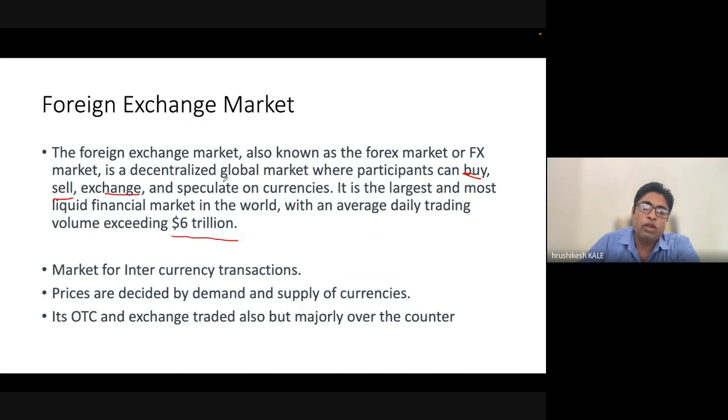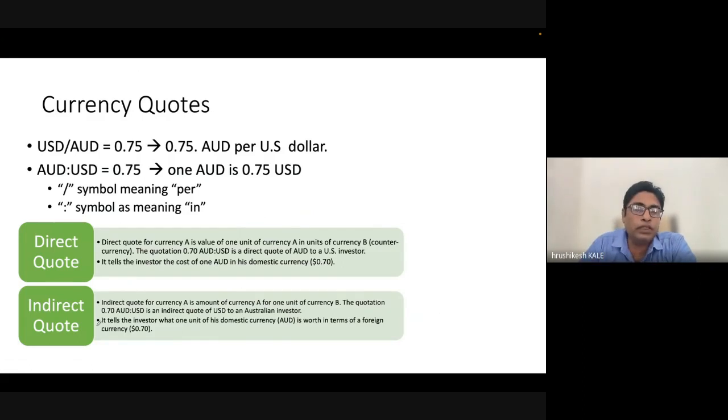Now, foreign exchange markets trade both on over-the-counter and exchanges also. But the biggest market is over-the-counter market, wherein there are brokers and agents who decide the price of one currency in relation with others. Now let us move further and see the basics of currencies.